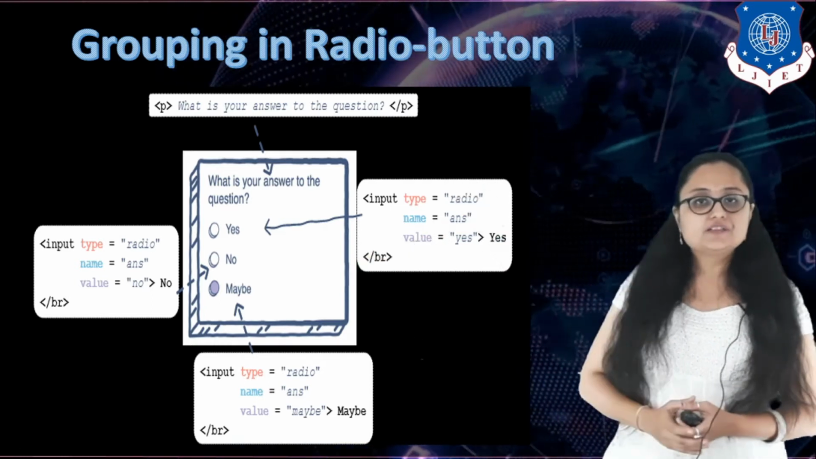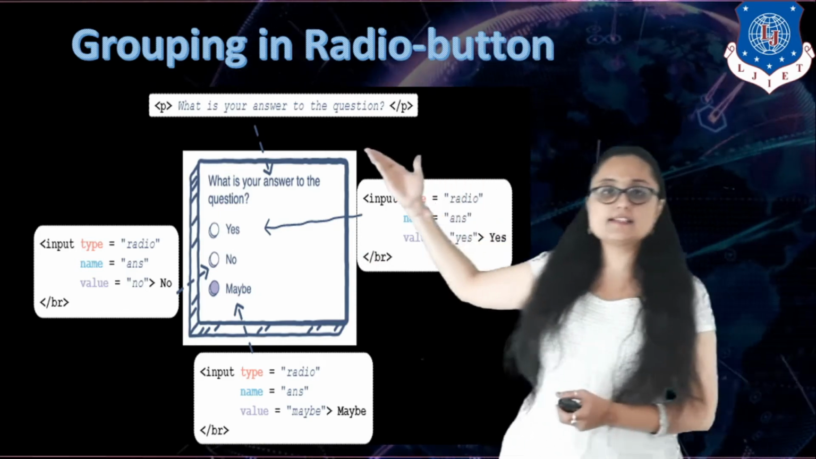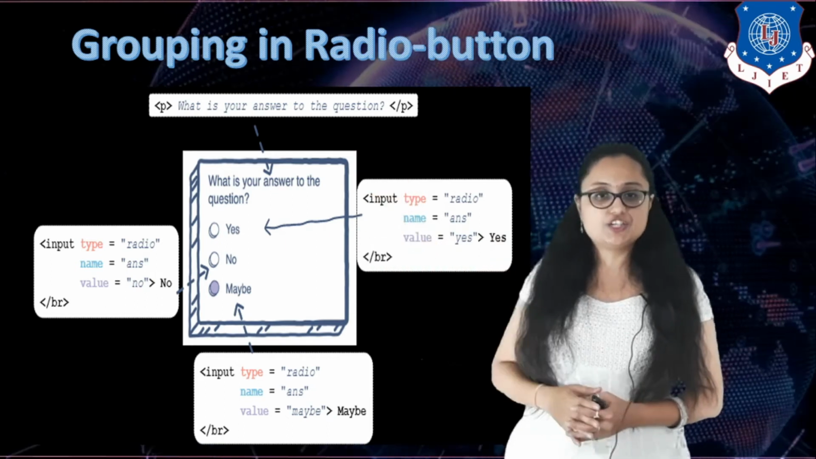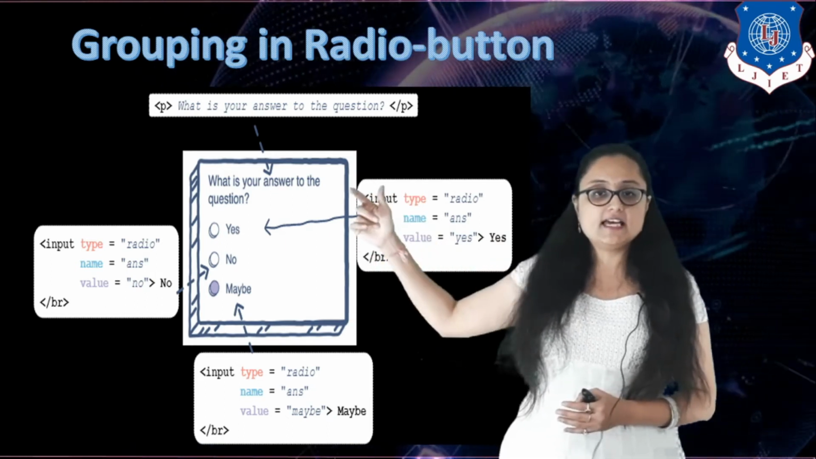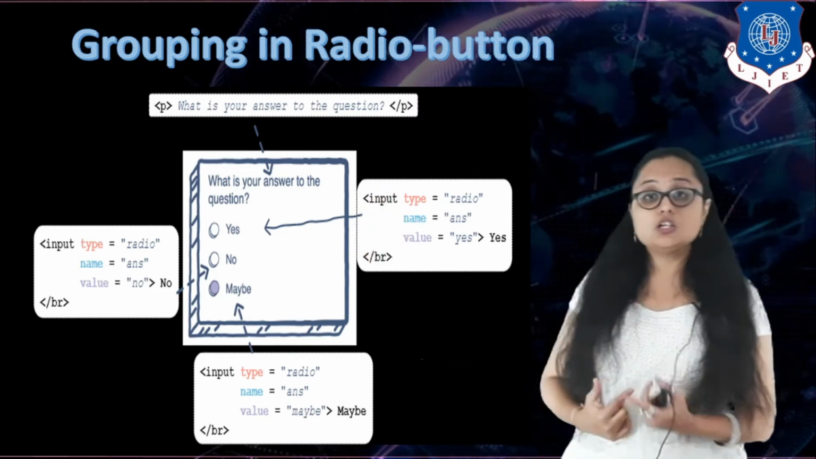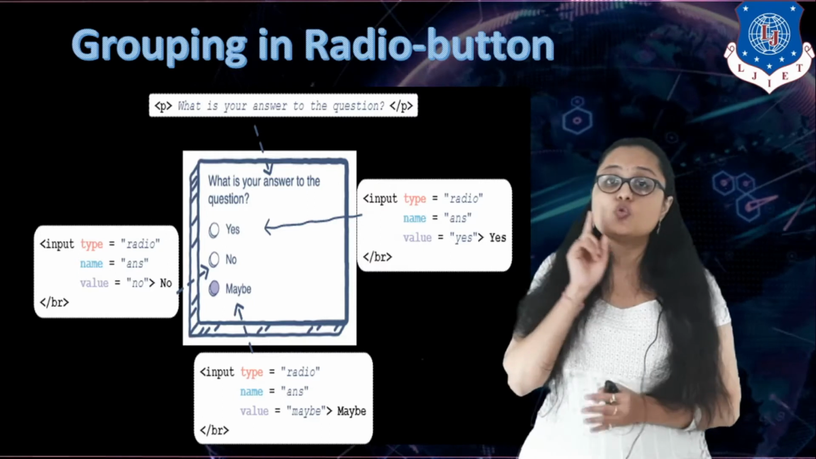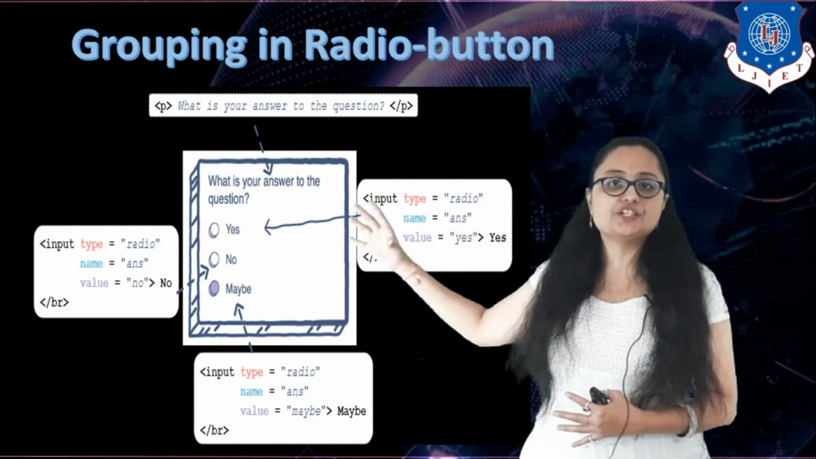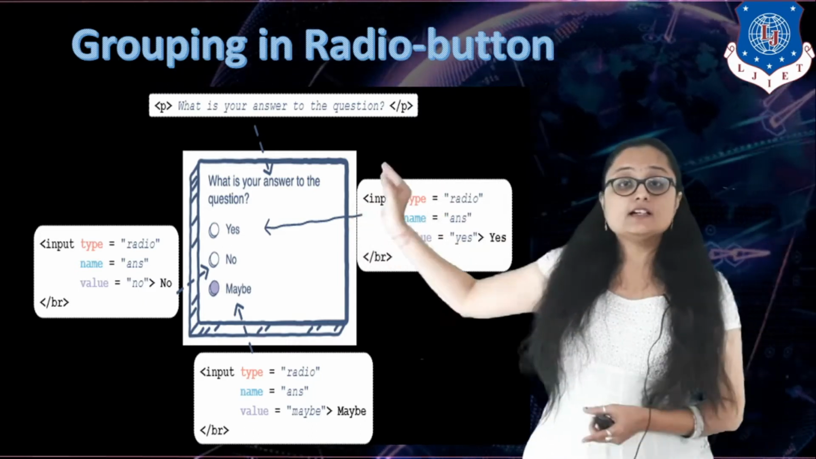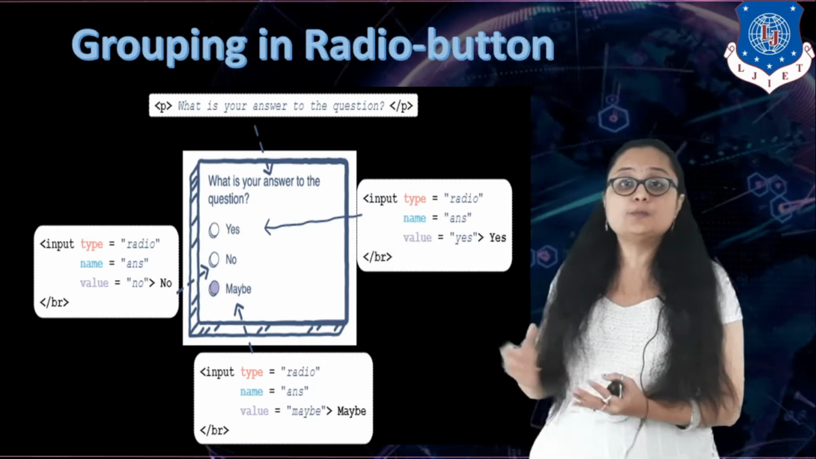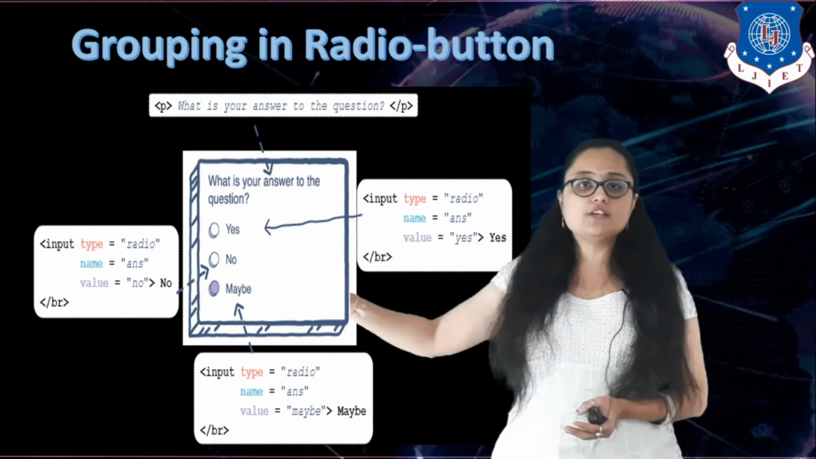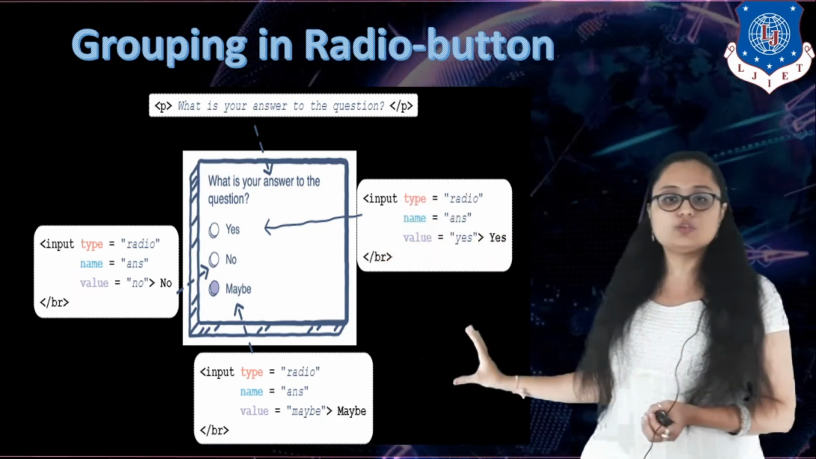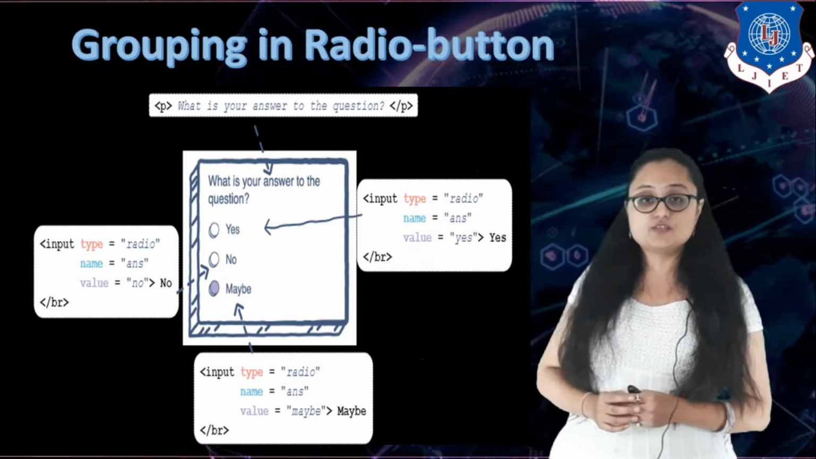Now how to create this grouping in radio button? So for example, if you want to create such a form where you have written what is your answer to the question, okay, so you have 3 options, yes, no or maybe, and you want the user to compulsorily select only one option, right? So it means you are giving which input value? Input type is equal to radio. You also know that here there are 3 radio buttons, so you have to write input type is equal to radio 3 times. So here you can see for no also you have written input type is equal to radio, for yes also you have written input type is equal to radio, and for maybe also you have written input type is equal to radio.